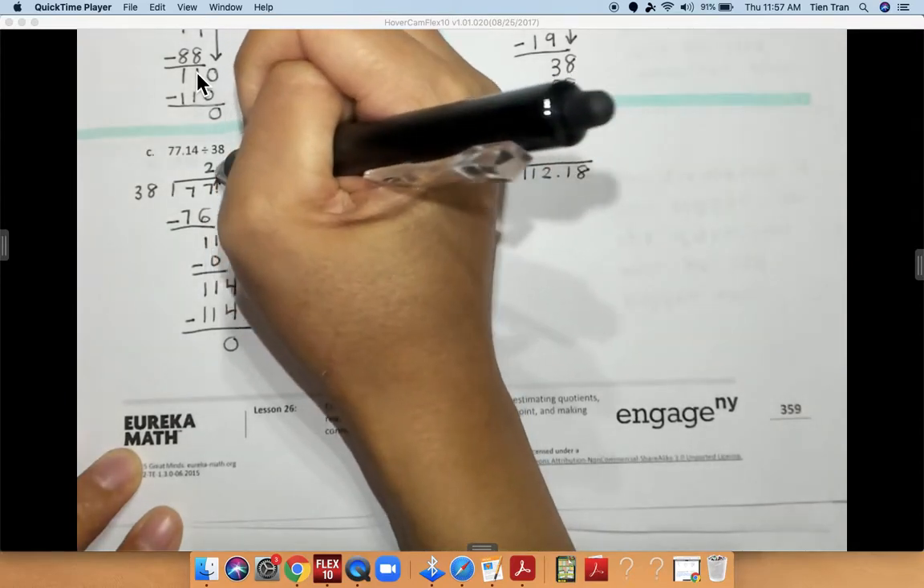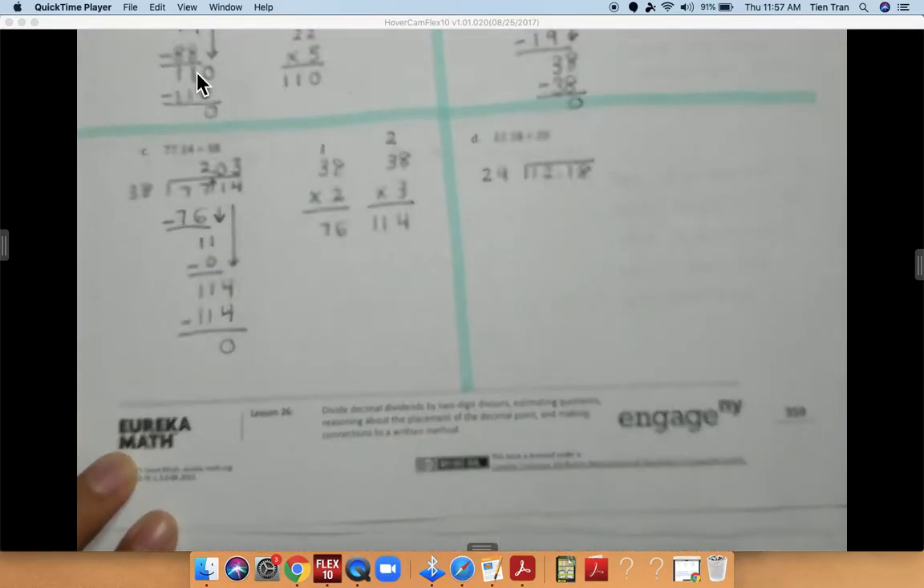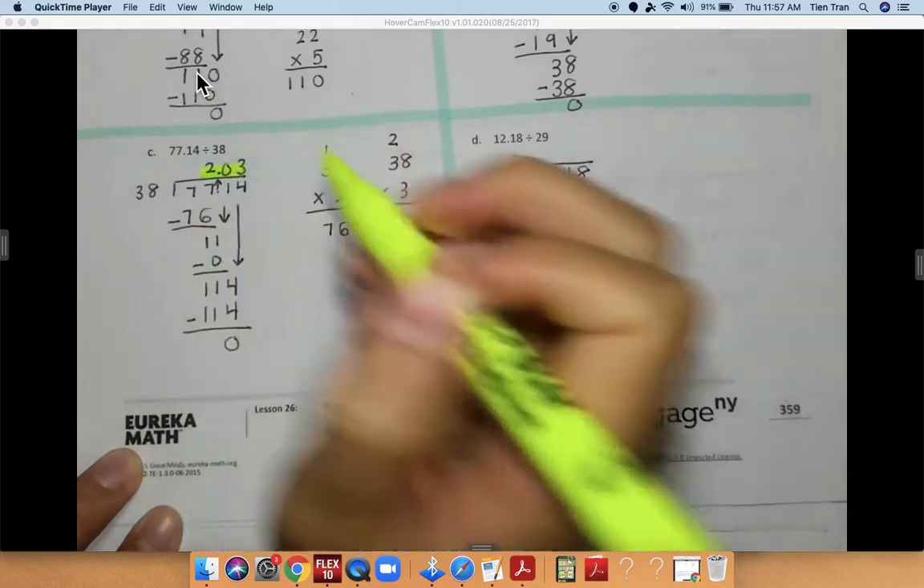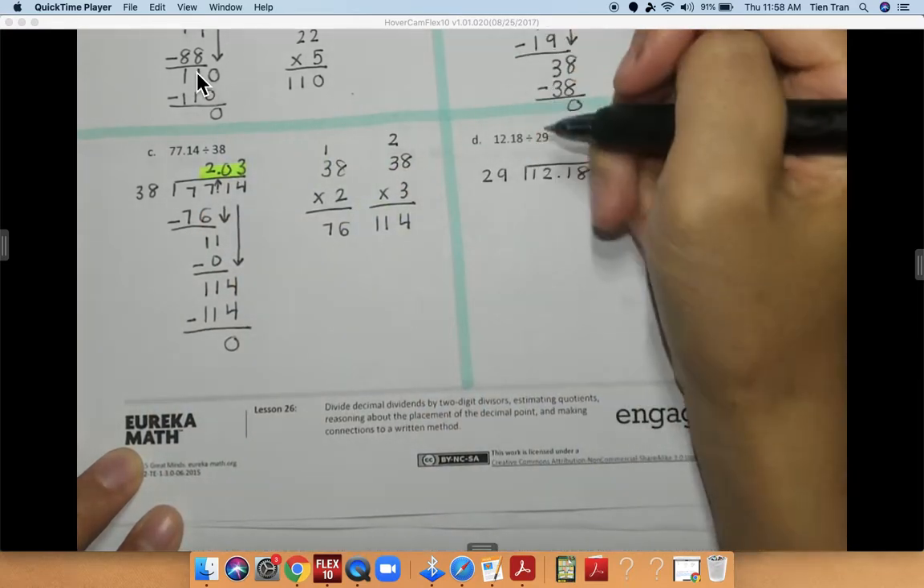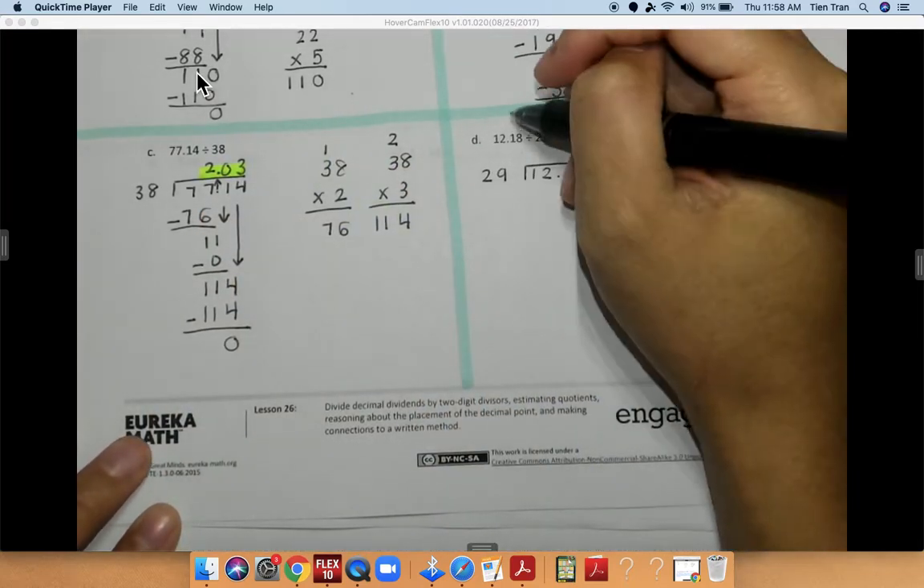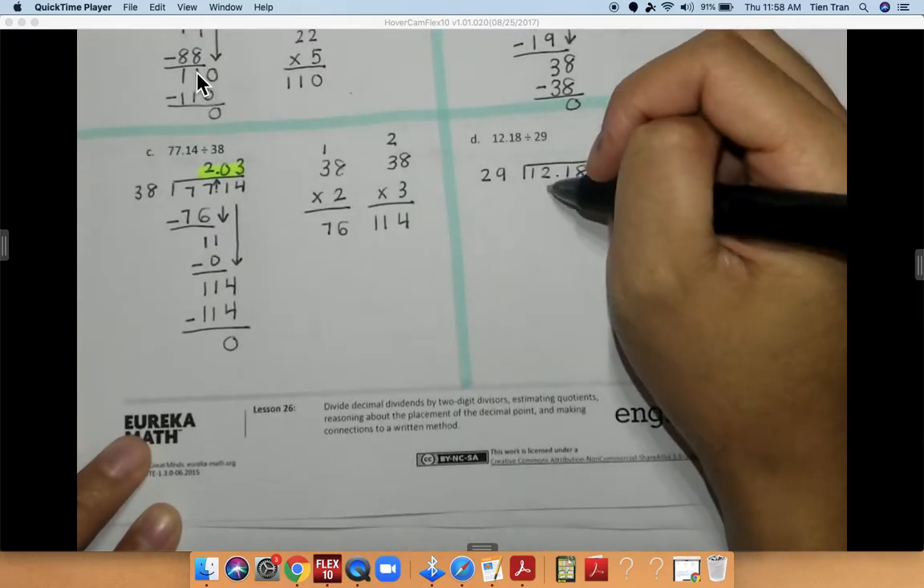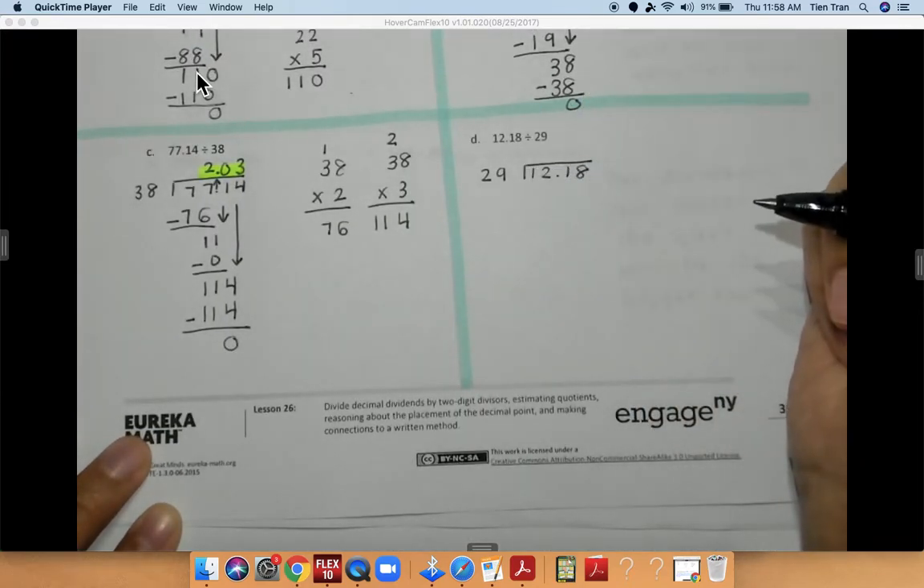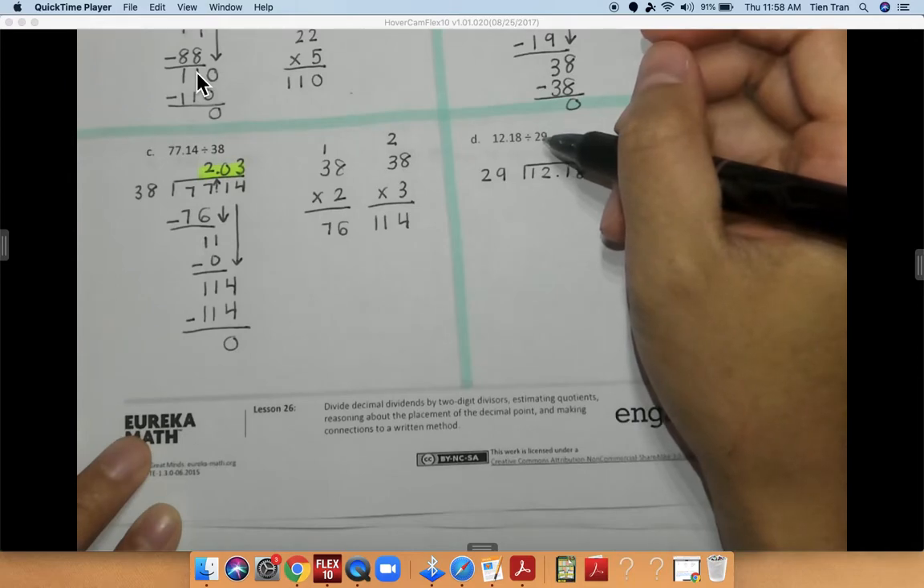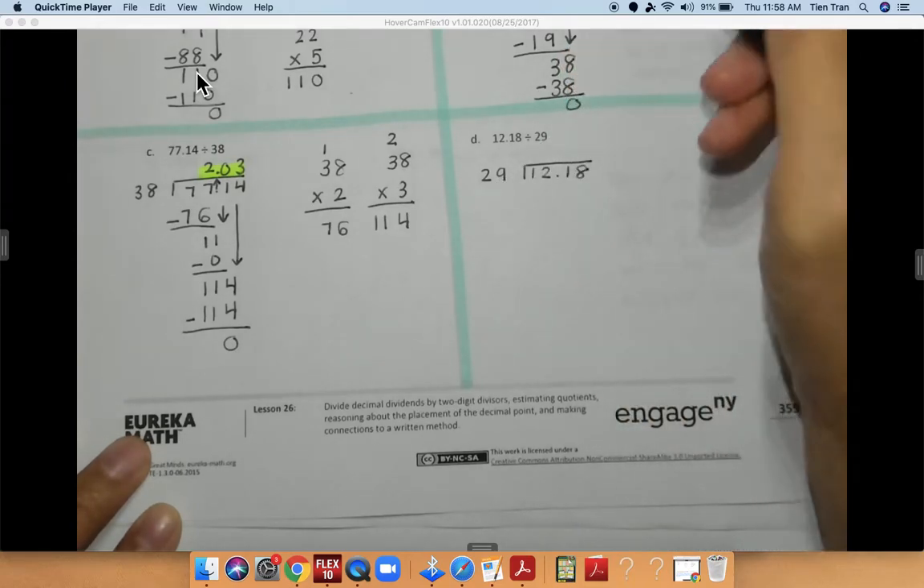Don't forget to also bring up your decimal. My final answer is 2.03 or 2 and 300. For problem D, I have 12 and 1800. That's the number that goes inside as my dividend. My number that goes on the outside, the second one, is called my divisor. It goes on the outside.